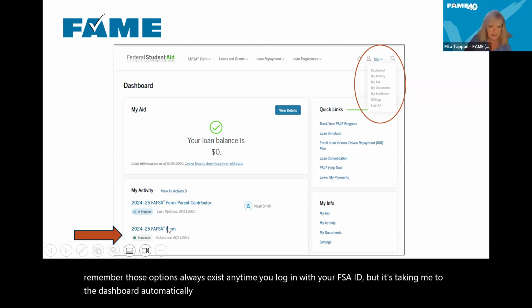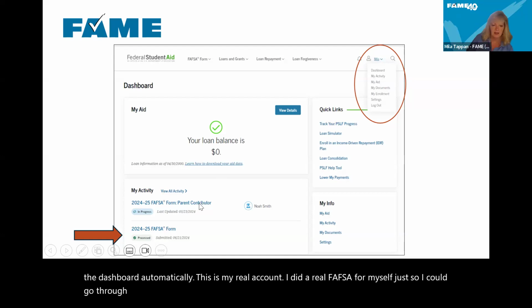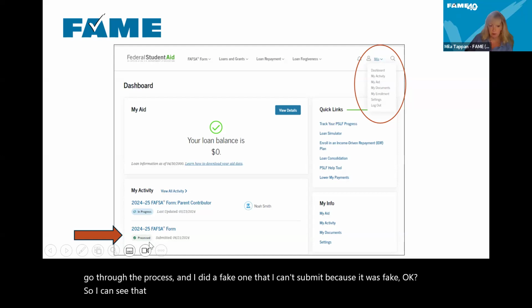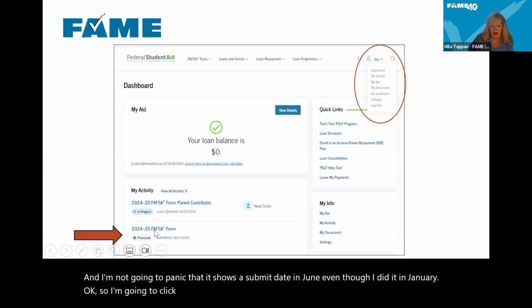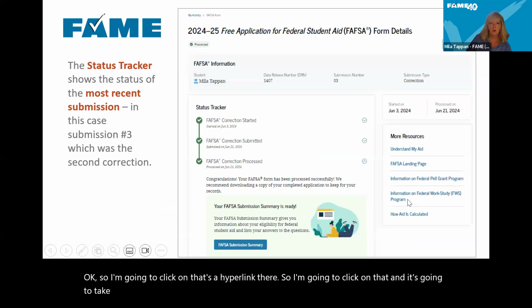This is my real account. I did a real FAFSA for myself just so I could go through the process, and I did a fake one that I can't submit because it was fake. I can see that my FAFSA has been processed, and I'm not going to panic that it shows a submit date in June, even though I did it in January. So I'm going to click on that hyperlink there, and it's going to take me to this form.